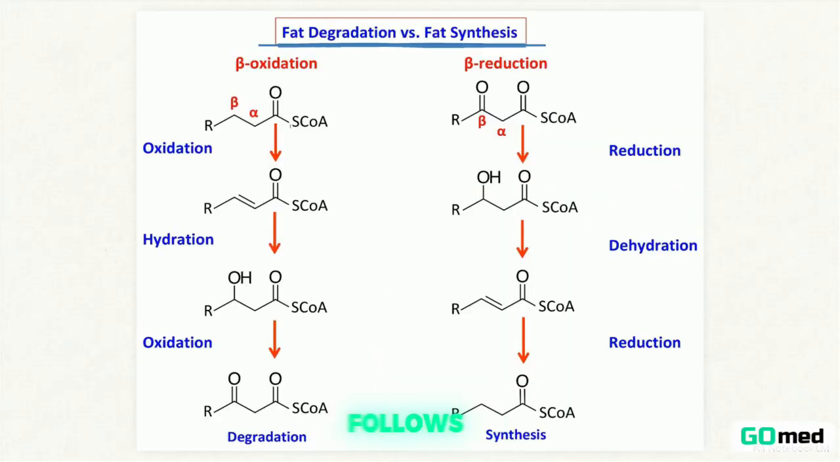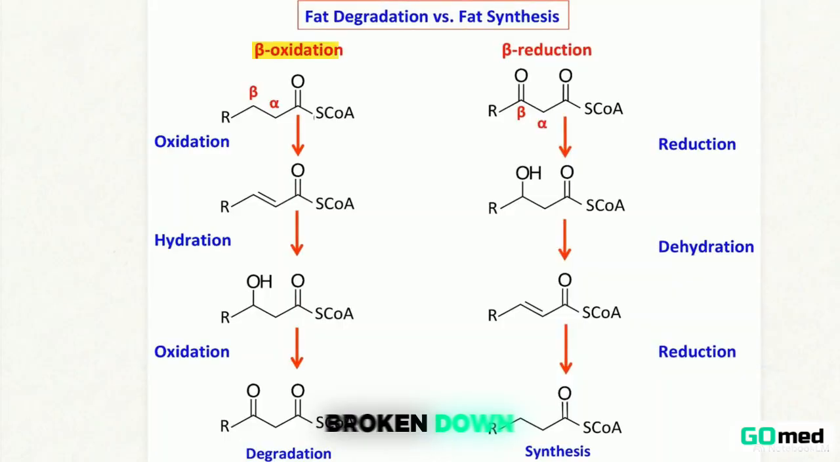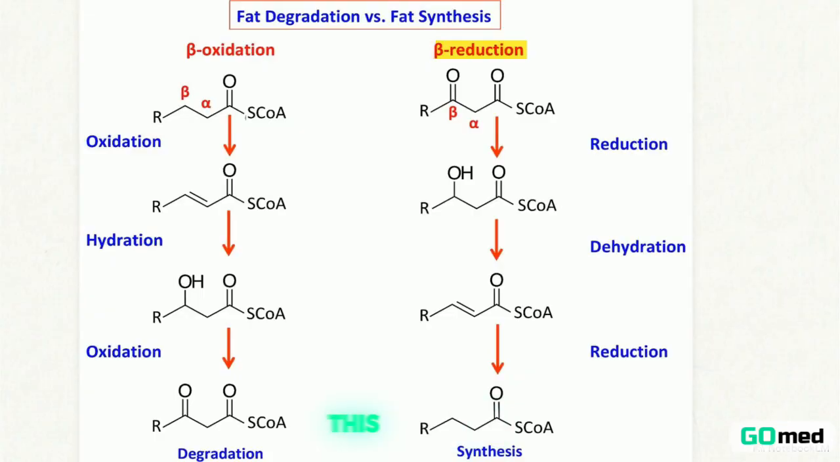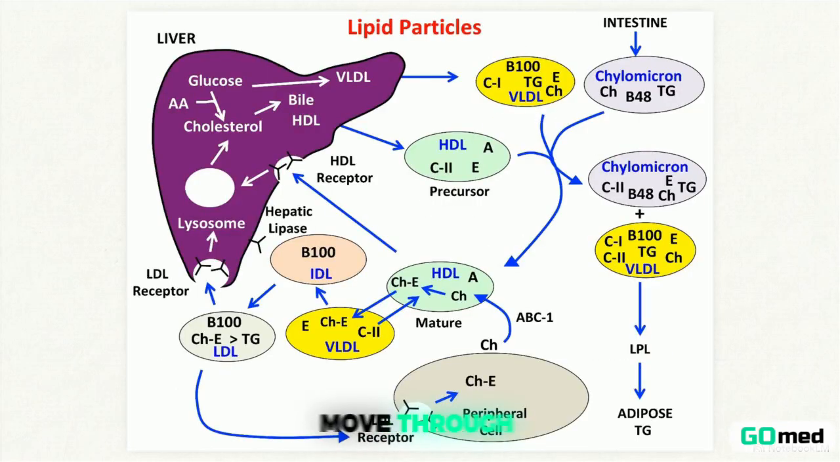Lipid metabolism follows a similar reciprocal logic. On the left, dense fats are broken down through beta oxidation in the mitochondria, while the right column shows their reduction and synthesis in the cytoplasm. This pathway maps how those lipids move through the bloodstream.